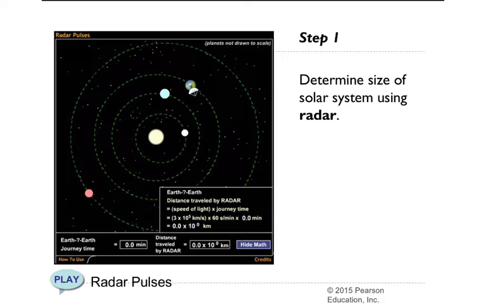The first way of determining distances, and this is for objects within the solar system, is by radar. We could send a signal and see how long it takes to come back. Radar is a very efficient way, but it's limited to objects that are close by, probably within the solar system, so within a star system.